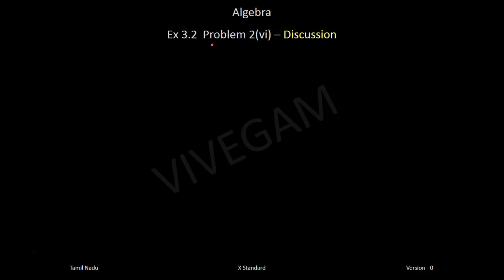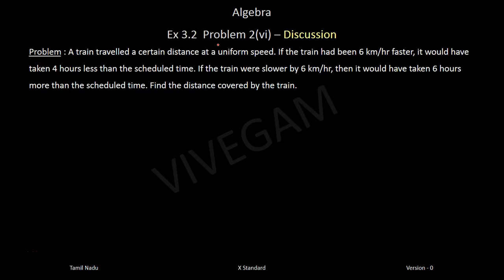Exercise 3.2 Problem 2.6 Discussion. A train traveled a certain distance at a uniform speed. If the train had been 6 kilometers per hour faster, it would have taken 4 hours less than the scheduled time. If the train were slower by 6 kilometers per hour, then it would have taken 6 hours more than the scheduled time. Find the distance covered by the train.